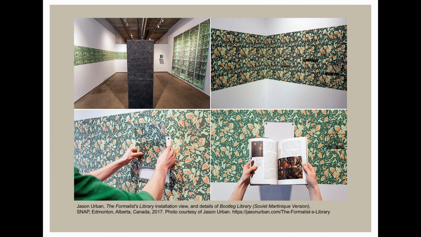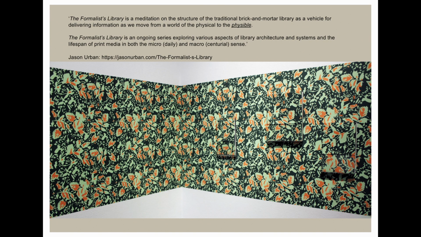This is another one. This is Jason Urban's installation called the Formalist Library, and details of the bootleg library. You've got this monolith in the middle of the future, and then all these physical printed bootleg books hidden within the wall, so you have to go in and find them. I think all their work is really interesting, very intellectual investigations of the library.